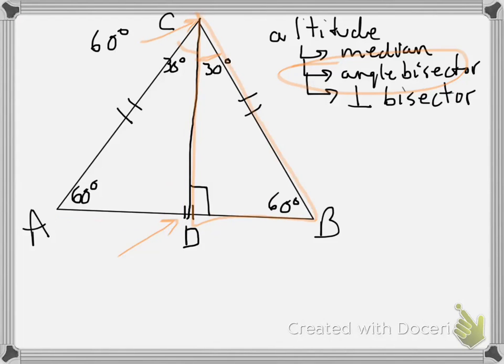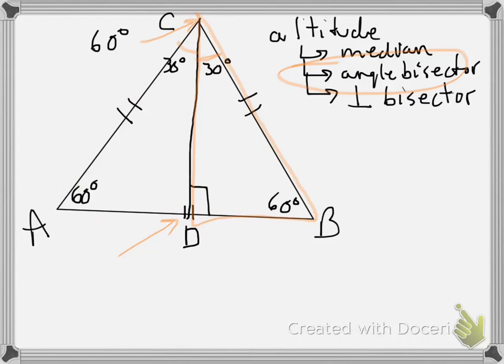Number 3 says, what's the measure of angle ACD and BCD? ACD, BCD. Well, we already figured that out because it's an angle bisector. The 60 degrees is turned to 30 degrees.